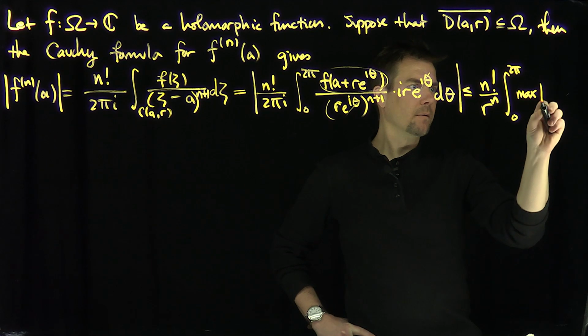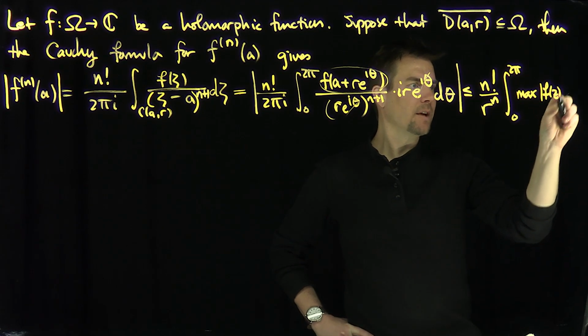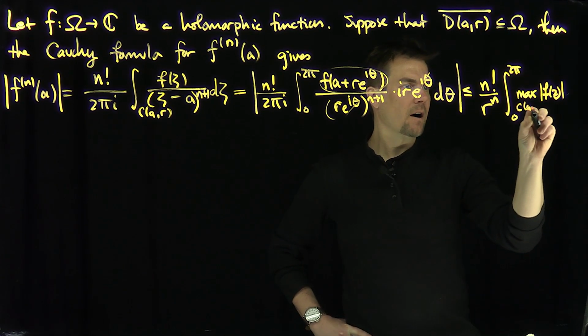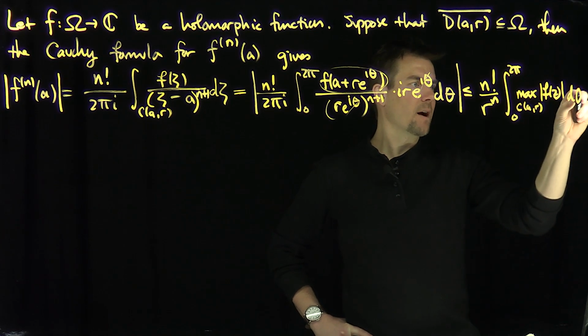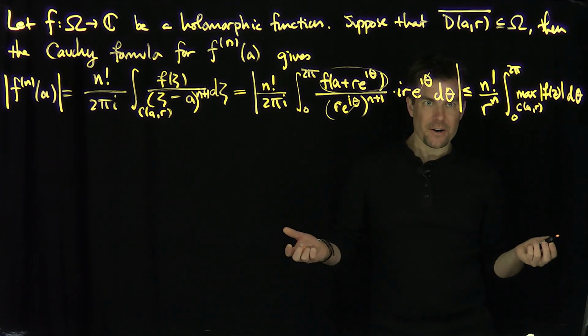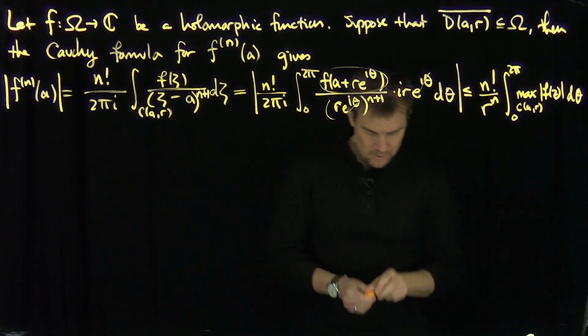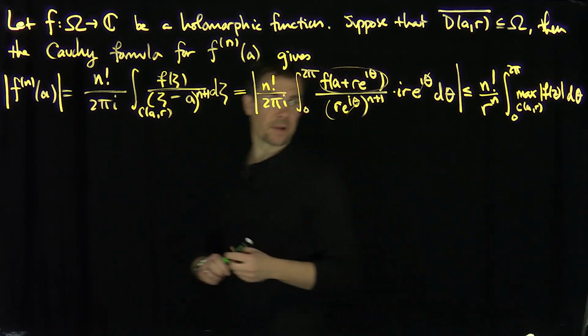of the function f of z, where z is on C(a, r). Just the largest value, times d theta. When you plug in the maximum, there's nothing to integrate over there, so you're done, right? So good. And so now what does this give us? This automatically gives us the Cauchy estimate.